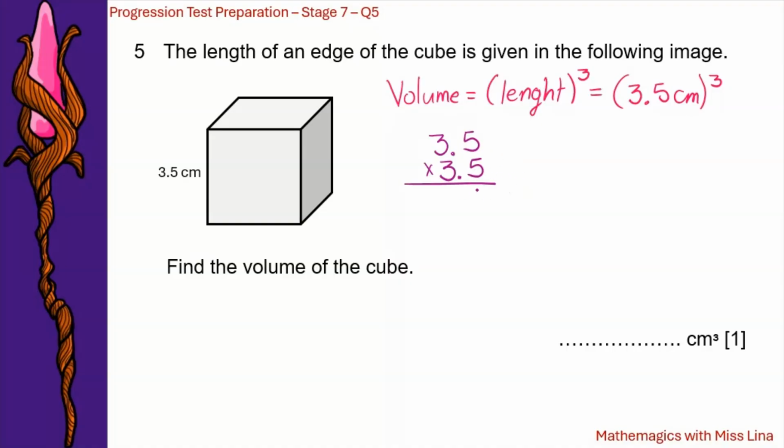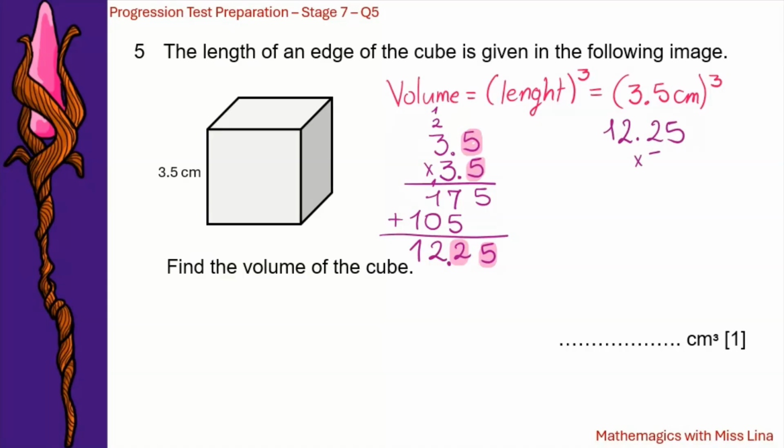5 times 5 is 25. 5 and we carry the 2. 3 times 5 is 15, plus 2 is 17. Now the 3. 3 times 5 is 15, we carry the 1. 3 times 3 is 9, plus 1 is 10. And we add them together. 5, 12, we carry the 1, 2, and 1. We count the decimals 1 and 2, 1 and 2. So we write the decimal point here. And then that result, which is multiplied again by 3.5.